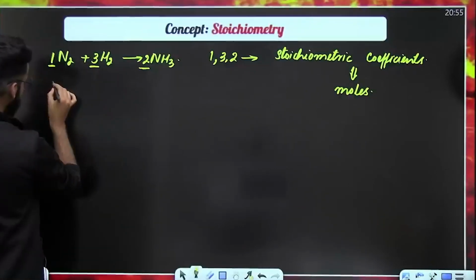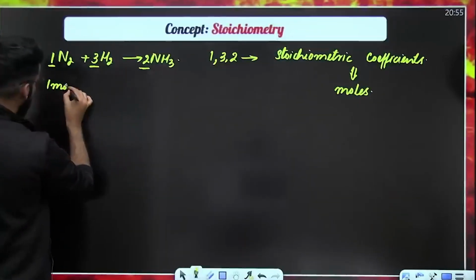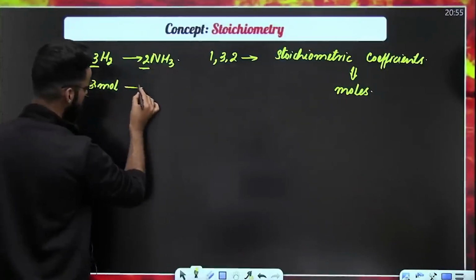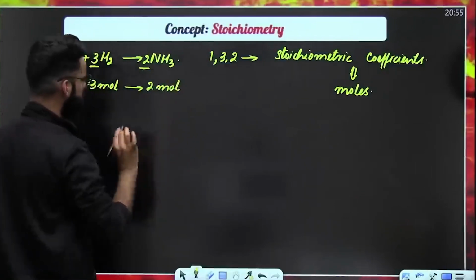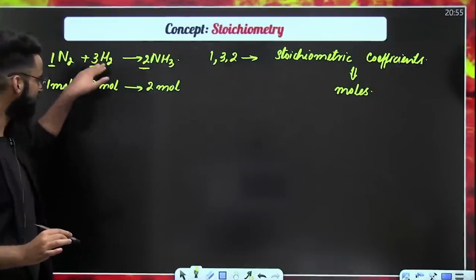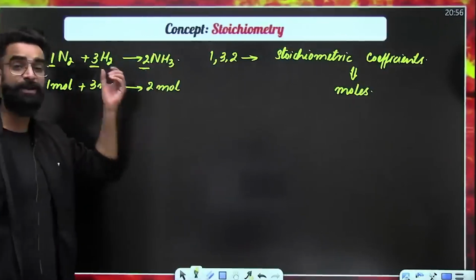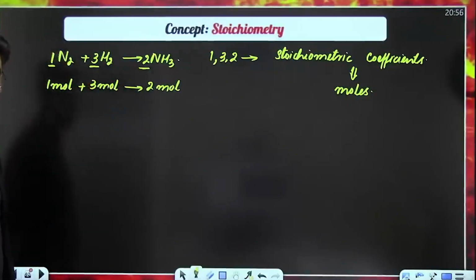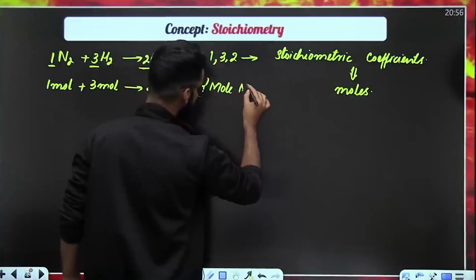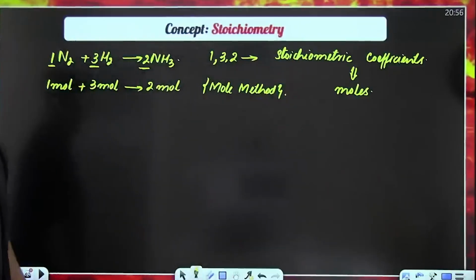You can say from the stoichiometry of the reaction, from the stoichiometric coefficients over here, 1 mole of N2 completely reacts with 3 moles of H2 to produce 2 moles of NH3. This is the data which you are getting only if you know the stoichiometric coefficients. And this type of statement you only wrote in terms of moles. That means I'm using the mole method over here.